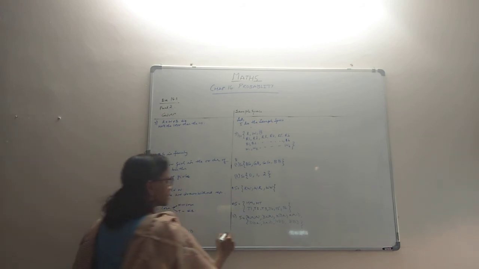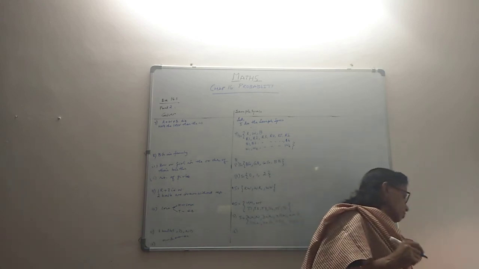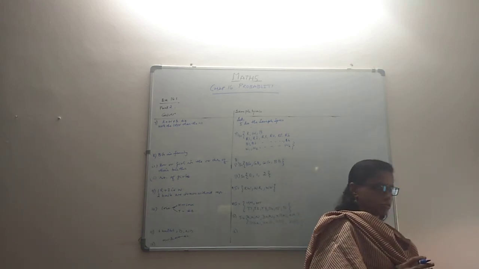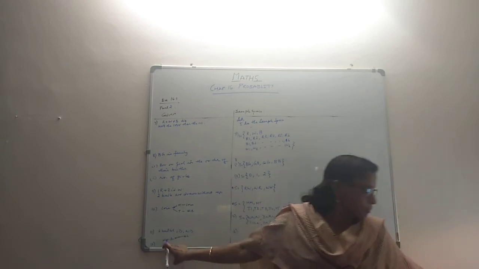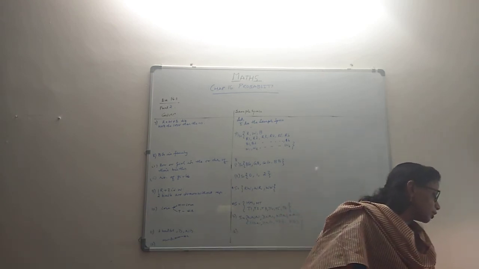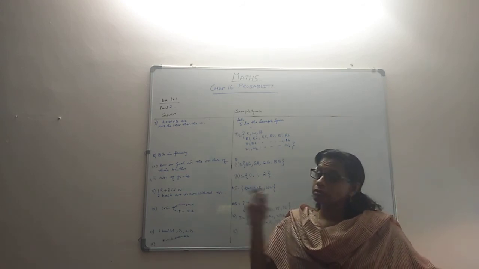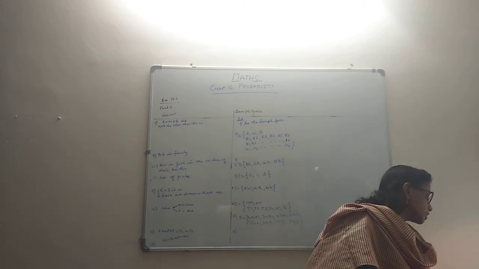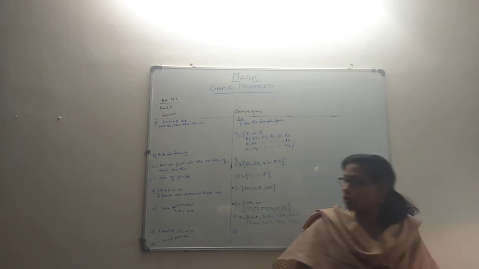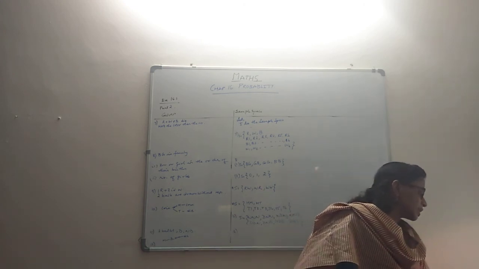The 12th problem says, I'll also read that problem as we did for the earlier problems: a coin is tossed. If the outcome is a head, then you throw a die, 1, 2, 3, 4, 5, 6. If the die shows an even number, then a die is thrown again. What is the sample space?